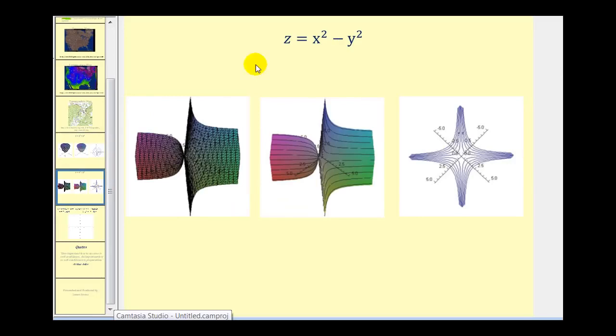Let's take a look at another one of these. Here we have z equals x squared minus y squared. Here's the graph of the surface. If we set z equal to a variety of constant values, it would create several hyperbolas, as we see here in black, and you can think of this as slicing the surface at different heights based upon the value of z. And then if we look down on the xy plane, it would create this graph here, which is what we call our contour lines or our level curves.